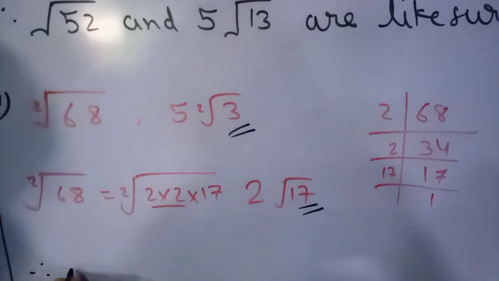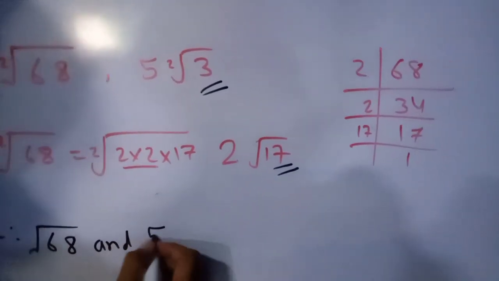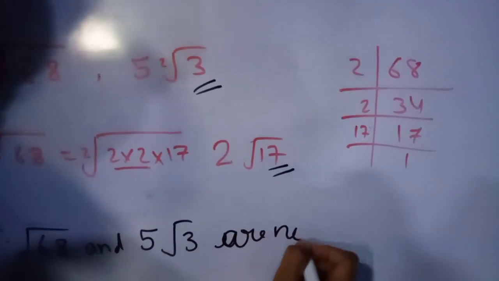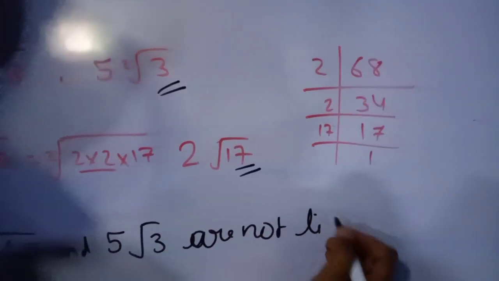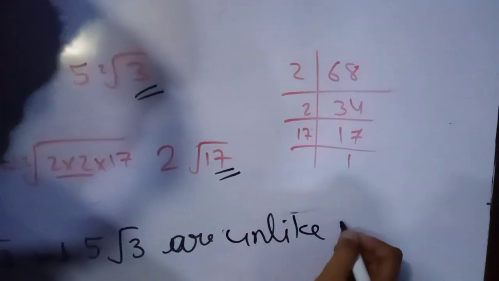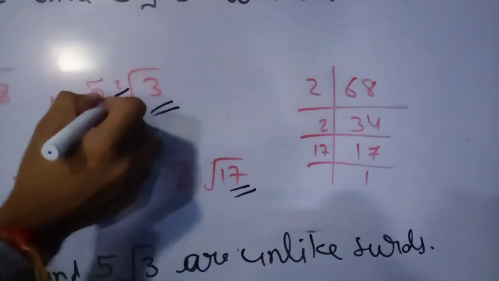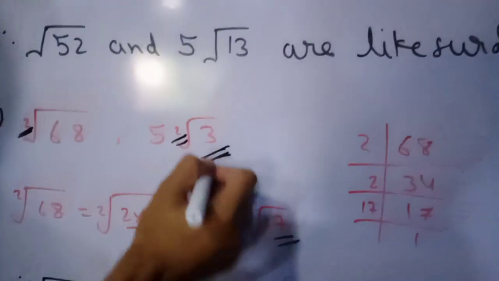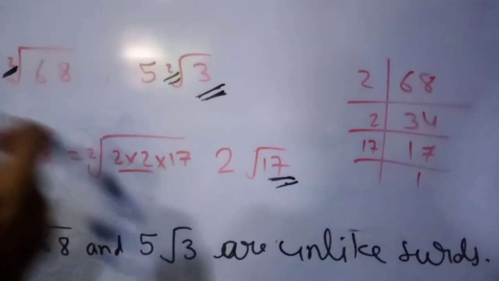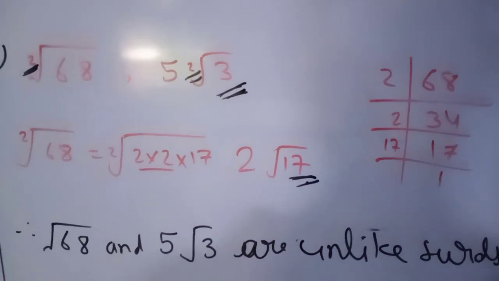So therefore root 68 and 5 root 3 are not like, or we can say are unlike surds. So first we are going to check the order, then the radicands. If we get any difference between these two, we can say that is unlike surds.